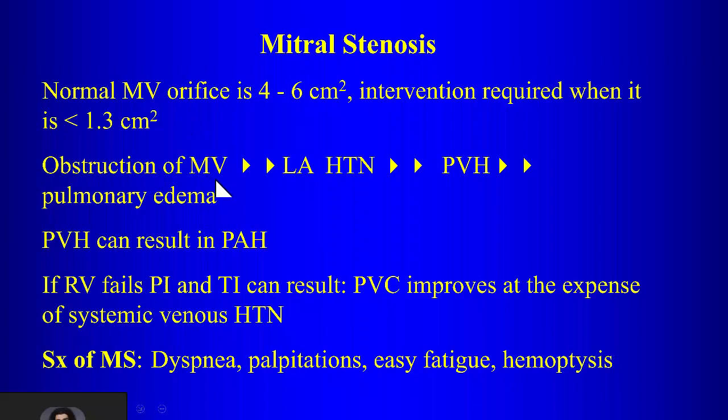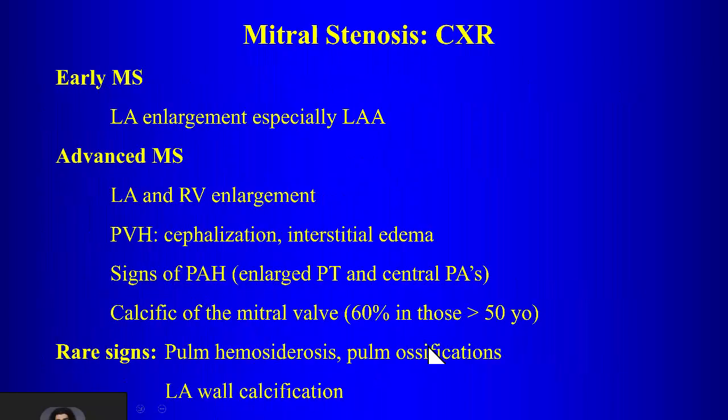So from obstruction of the mitral valve, they develop left atrial hypertension, which backs up into the pulmonary venous circulation. They develop pulmonary venous hypertension. They can develop pulmonary edema. And then secondarily, that can also go back into the pulmonary arterial circulation. They can develop pulmonary artery hypertension. That can cause failure of the right ventricle. They can develop pulmonary insufficiency, tricuspid regurgitation. So the clinical symptoms, shortness of breath, palpitations, easy fatigue, hemoptysis can all be signs of rheumatic heart disease.